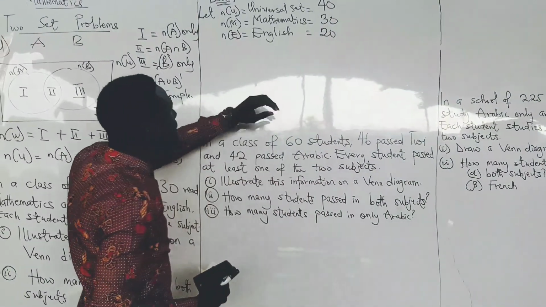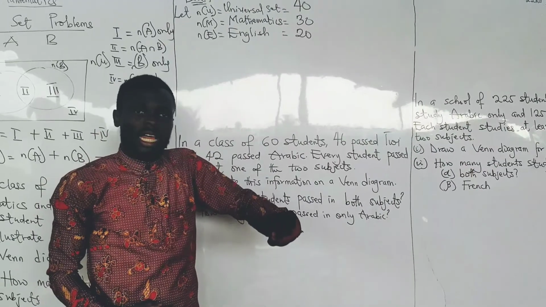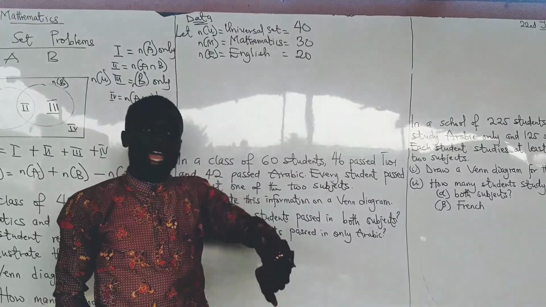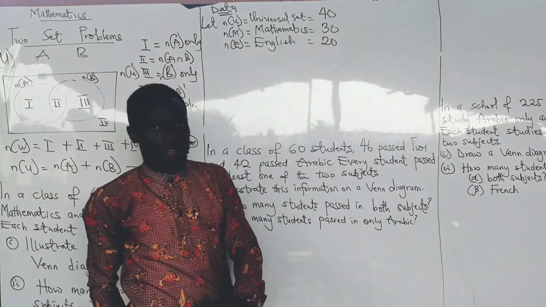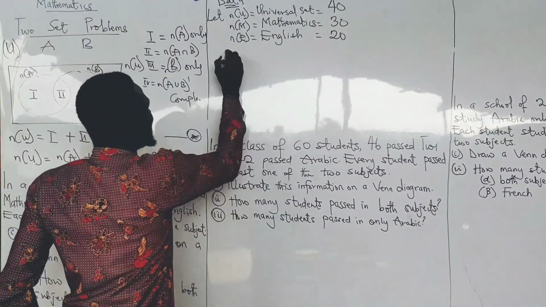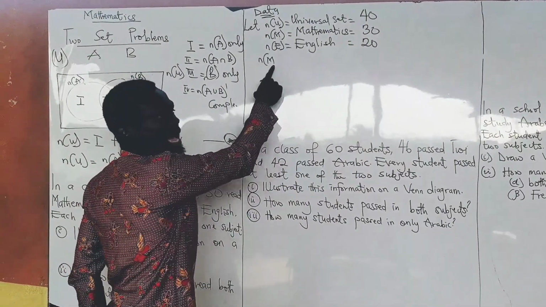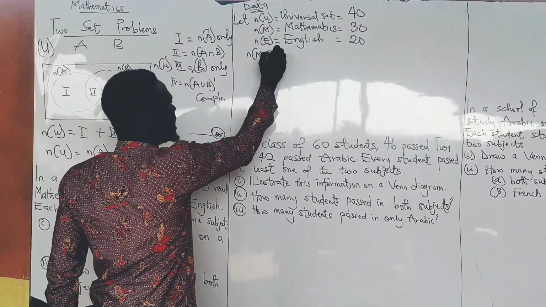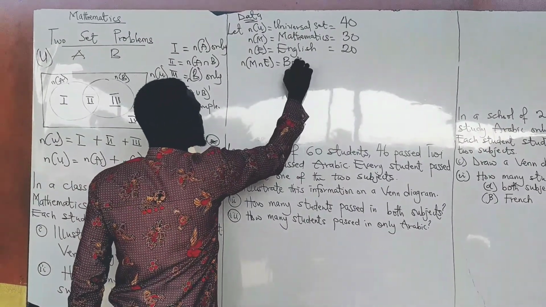Now, if some read mathematics and others read English, it is possible that some of the students read both English and, at the same time, also read mathematics. So we are going to say, let the number M intersection E be the intersection, or both subjects.